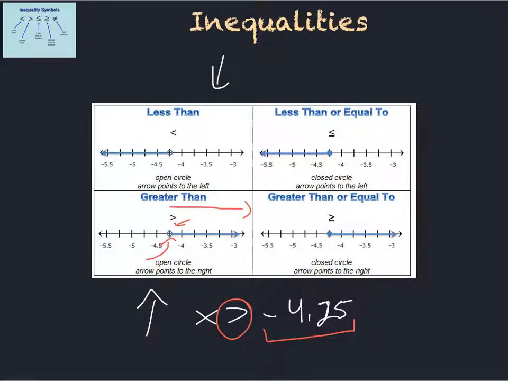Whereas with less than or equal to and greater than or equal to, we would actually shade in the circle because we can include that point. That's why we shade the circle, and then we just go left or right depending on whether it's less than or equal to or greater than or equal to.